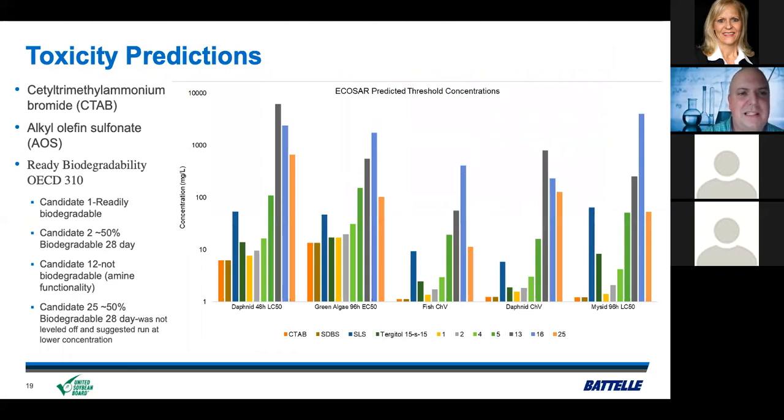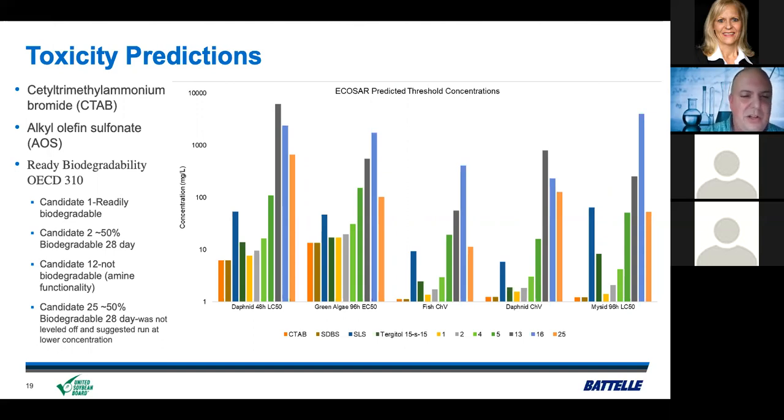Some ECOSAR toxicity predictions. This is available online. Just comparing to things like CTAB and SDBS, SLS, you notice the higher the better. So many of our candidates are better based off of this prediction.